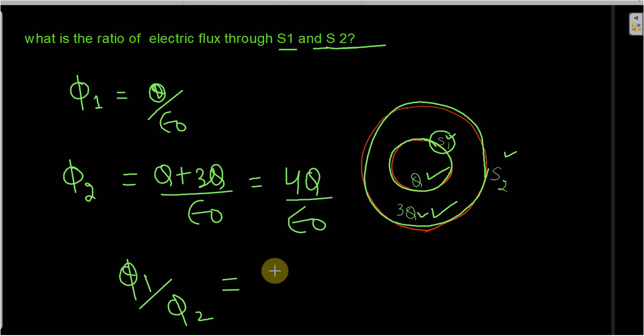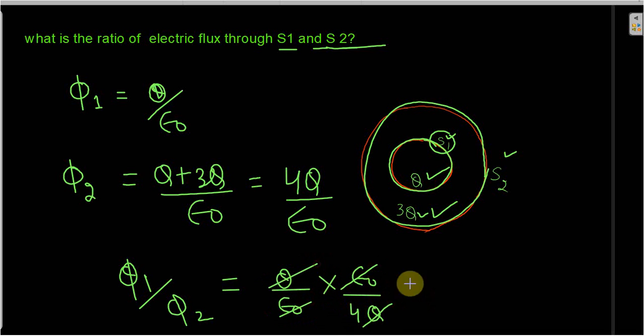Okay, so I think you can find it very easily. Take the ratio. I'll take here Q by epsilon naught divided by 4Q by epsilon naught. So what will be the ratio? That is 1 by 4. So in that way we can find the electric flux and their ratio.